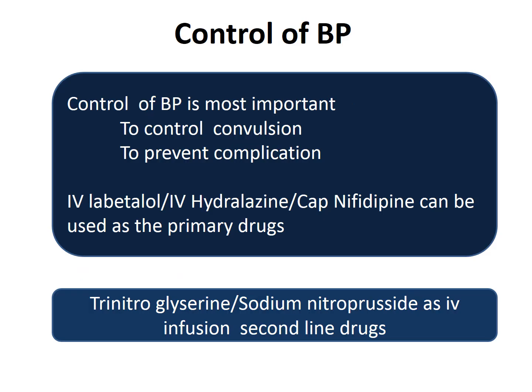Control of BP is the most important step, and it will also help in controlling the convulsion and preventing development of further complications. The primary drugs we use are labetalol, hydralazine, nifedipine, which have been dealt with in control of hypertensive emergency. If the first line drugs are not able to control, we can go for the second line drugs like nitroglycerin or sodium nitroprusside, given as an infusion in titrated dose.